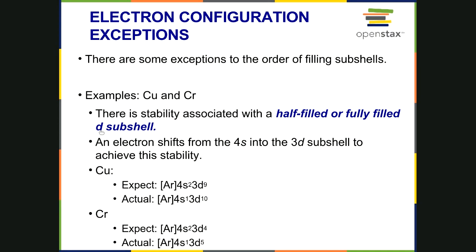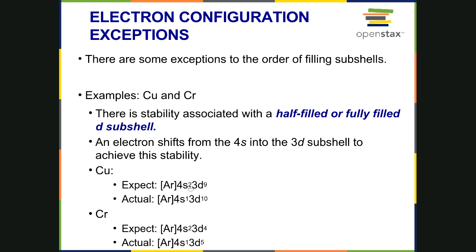Typically, half-filled or fully filled D sublevels are more stable than partially filled ones. So if I take copper, normally if you're following the strict filling rules, you'd go through the sublevels and you'd have 4s2 and then 3d9, because copper is in the ninth box across the D sublevel. But what we actually observe is that this is not as stable as the bottom configuration, okay?